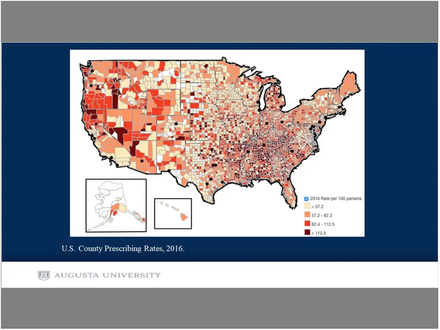But the striking thing about this to me is what those dark colors mean. So essentially, it's greater than 112 prescriptions per 100 persons. So that essentially means that within these counties, there is more than one prescription per person per year in those counties, which is really just baffling to me.